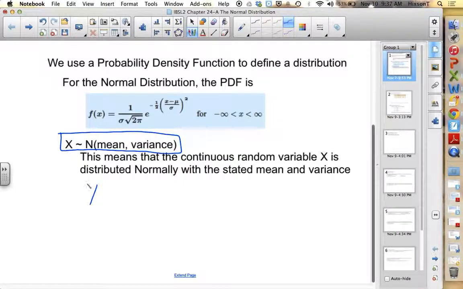If you want, you could say it like this, with mu and sigma squared. Okay?